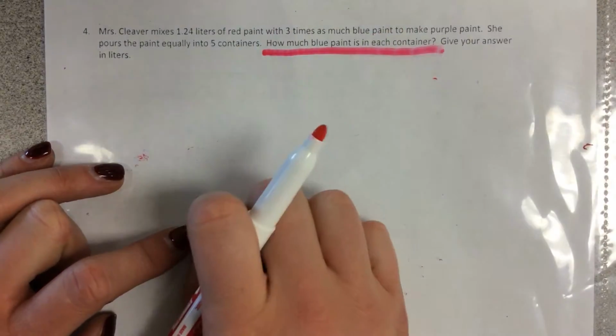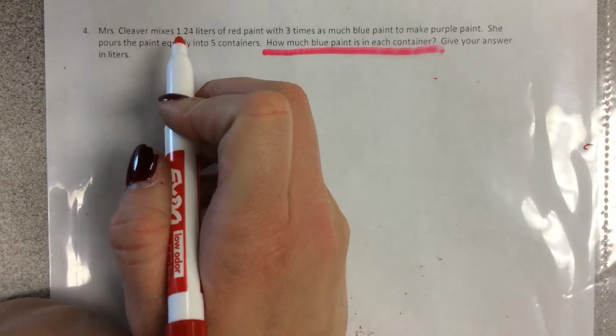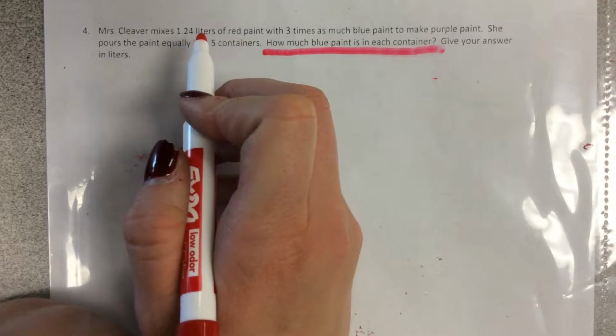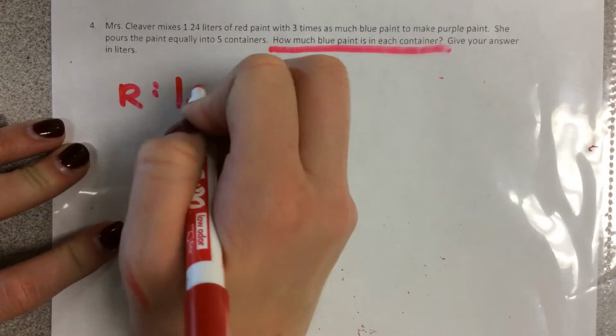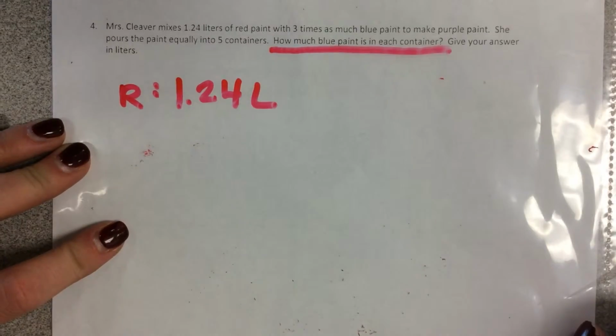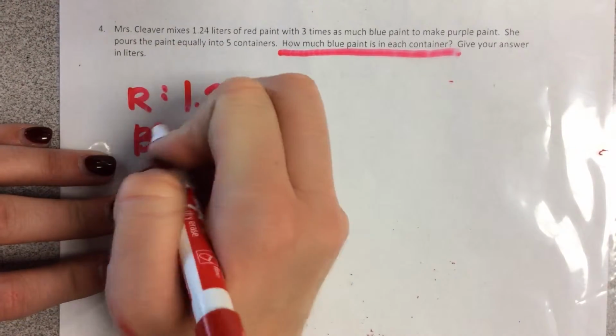So let's go back. We always start with what we know. What do we know? We know that she had 1.2400 liters of red paint. Let's just start there. That's something we know. So I just labeled it. Red is 1.2400 liters. So now we got to find out about blue.